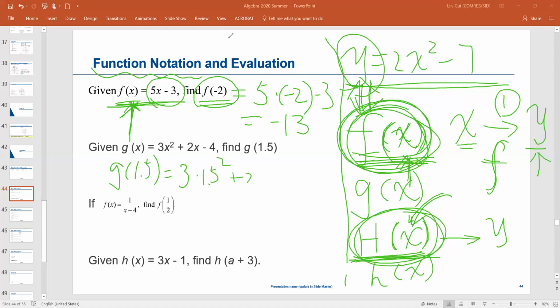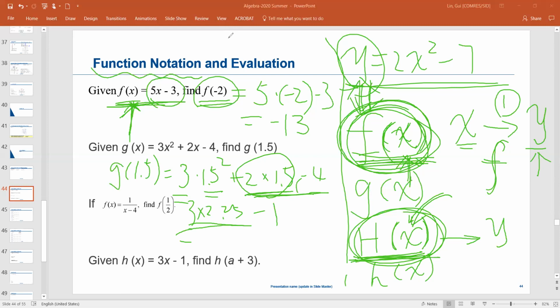All right, 3 times 1.5 minus 4. So here is 3 times 2.25, right? Minus, here 3 minus 4 is -1, right? So here is 6.75. So the result is 5.75, right? So you can get this one.